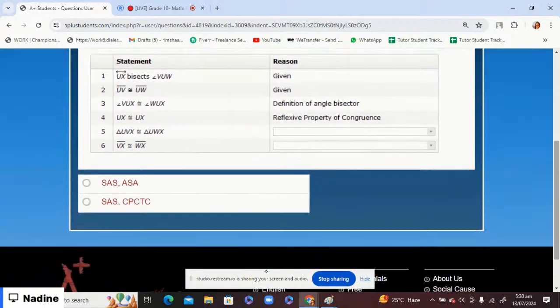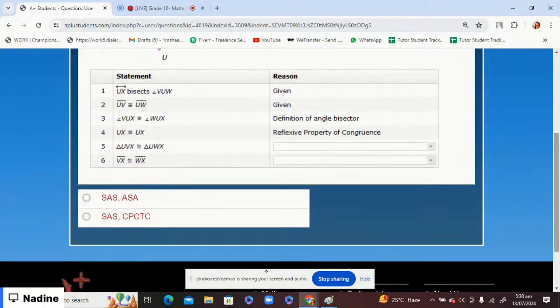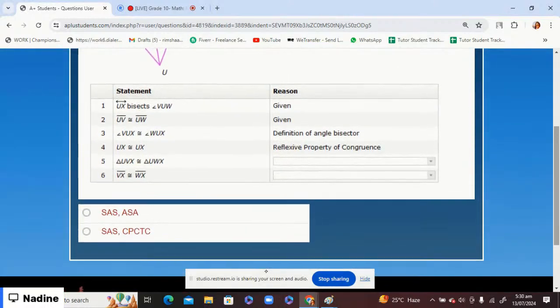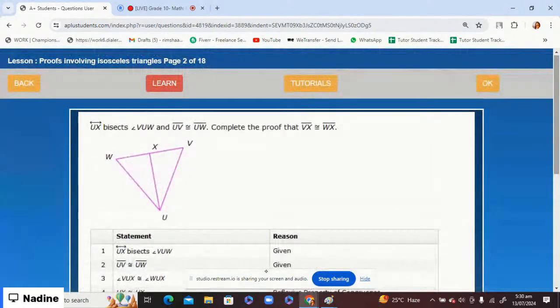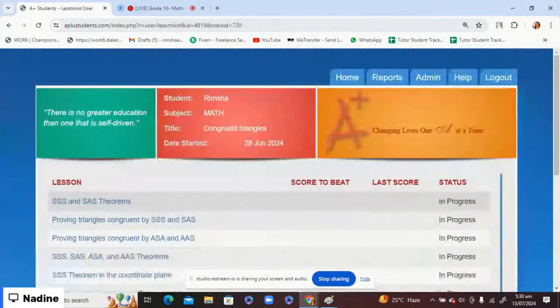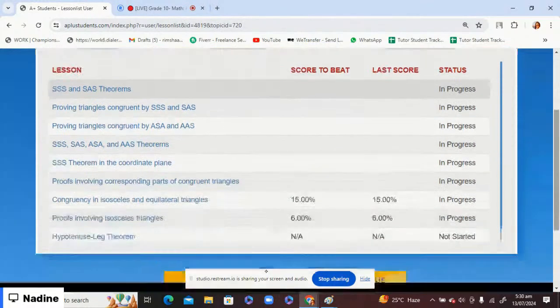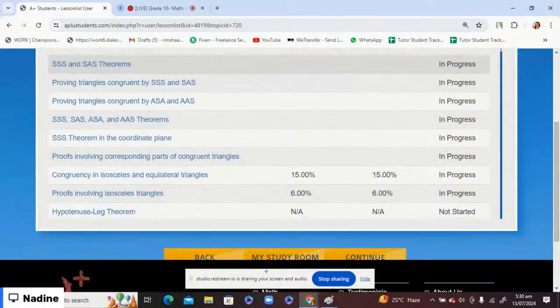So in the end we can say that this is side-angle-side, and the corresponding parts of congruent triangles are congruent. Hope you guys understand this lesson as well, so you can solve the rest of the test questions by yourself and also practice it. Okay, so now the last lesson, which is the hypotenuse-leg theorem.